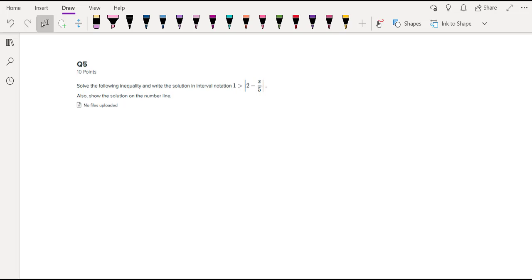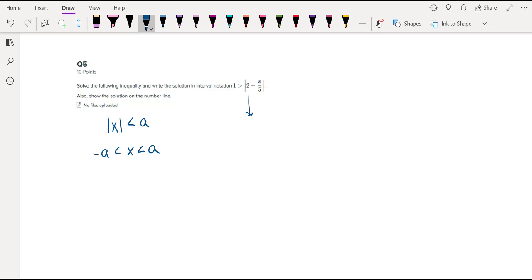This video is going to go over question 5 from your mini exam. It says solve the following inequality and write the solution in interval notation. So here we're working with absolute value, and we know that the absolute value of x is less than a means that negative a is less than x is less than a. So we can use the same principle in our problem.